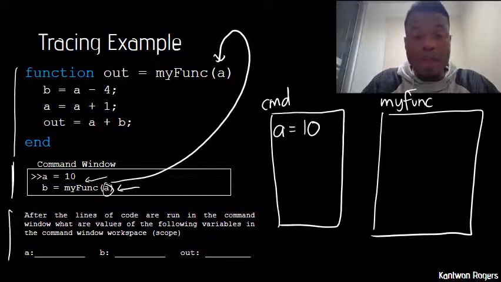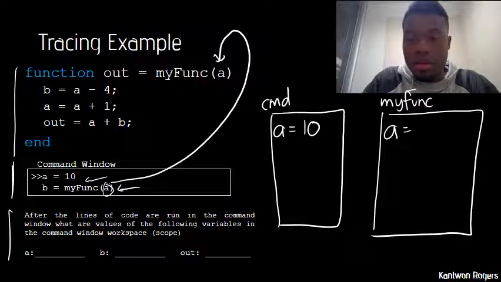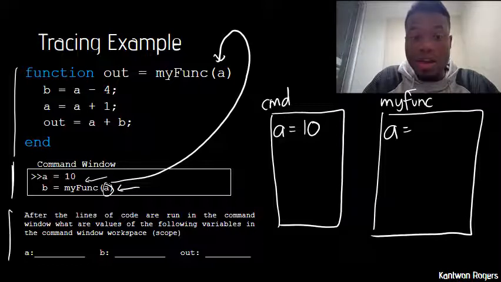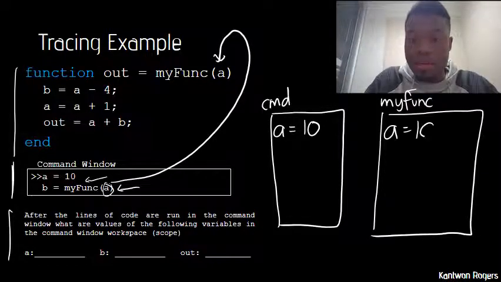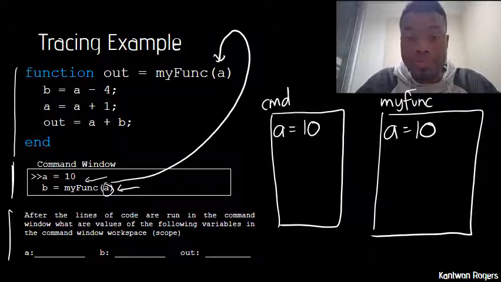Okay, so right now the first step is we're going to translate our inputs. The value of A, which is currently in the command window, which is 10, is placed inside of myfunc in the inputs, and the input just so happens to be called A as well. And here A is given the value of what it is in the command window. So we have A is equal to 10.